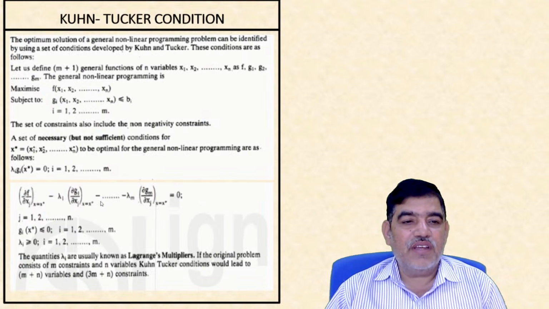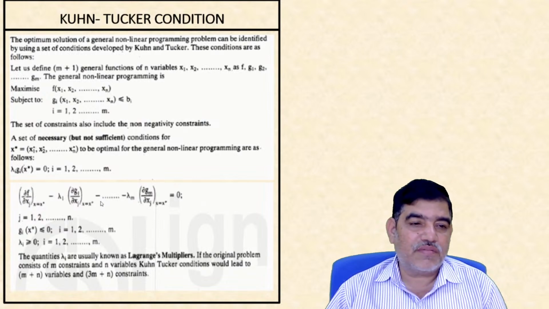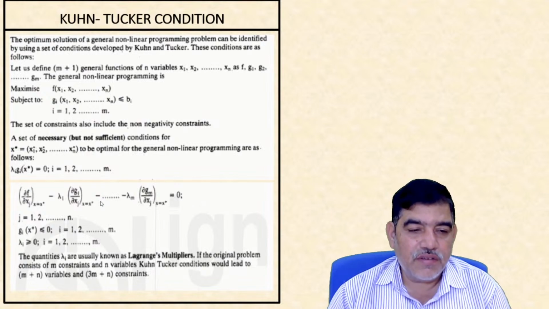A set of necessary but not sufficient conditions for the optimal nonlinear programming solution is lambda_i g_i of x star equal to 0, where i equal to 1 to m. So that is the Kuhn-Tucker conditions.